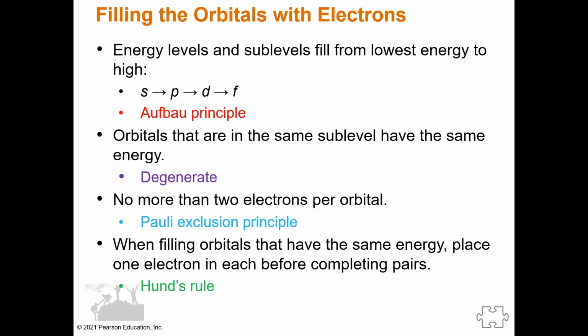The last rule is Hund's rule. So for those orbitals that are degenerate, when we start filling them up, we have to fill them up singly first. Then we can start pairing up electrons.